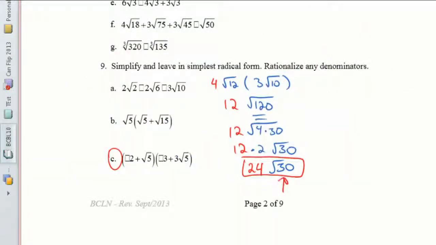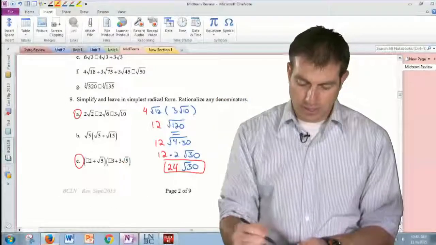So 24 root 30 is where we end up. And then 30, are there any perfect squares that go into there? If I think about the factors of 30, I can get 1 and 30, 2 and 15, 3 and 10. None of these are perfect squares. So I'm thinking there's nothing we can do to further simplify that. So that was 9a, which we did.